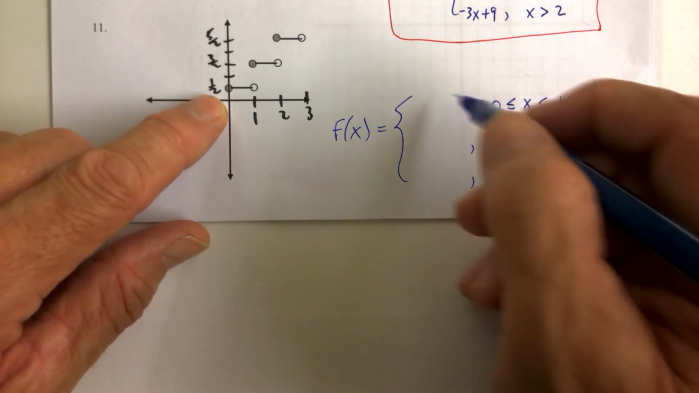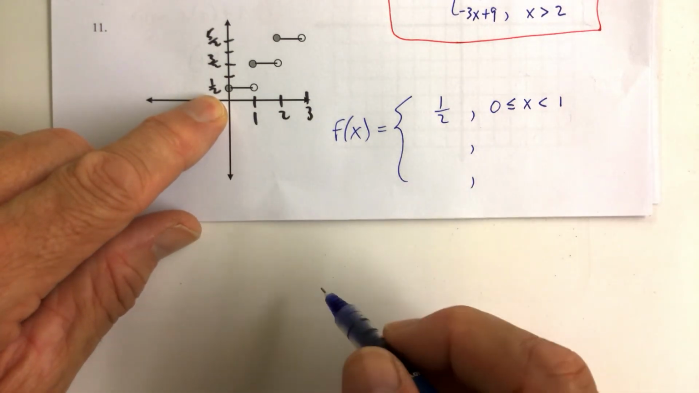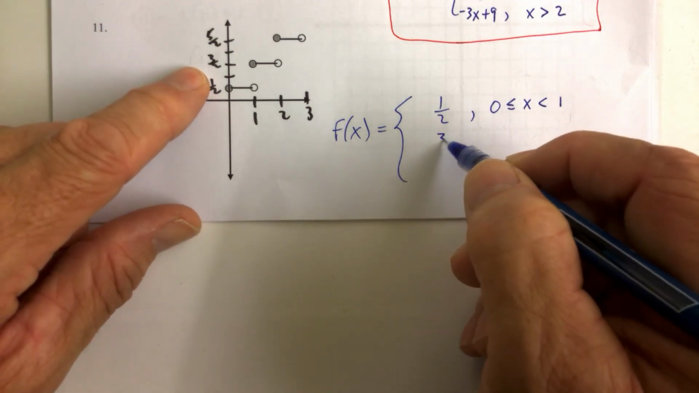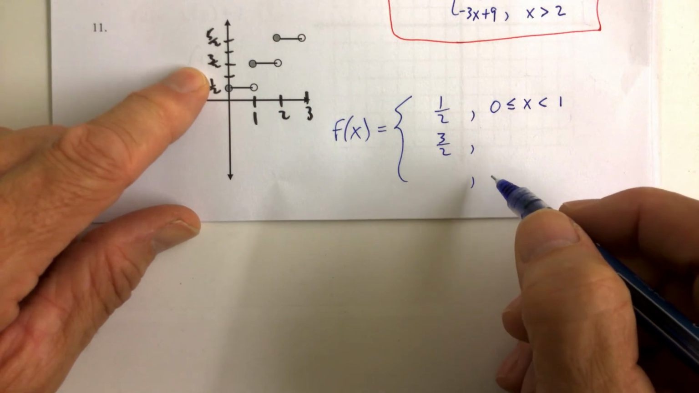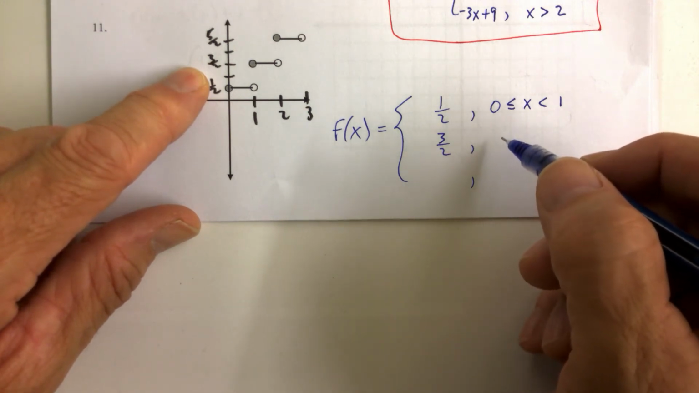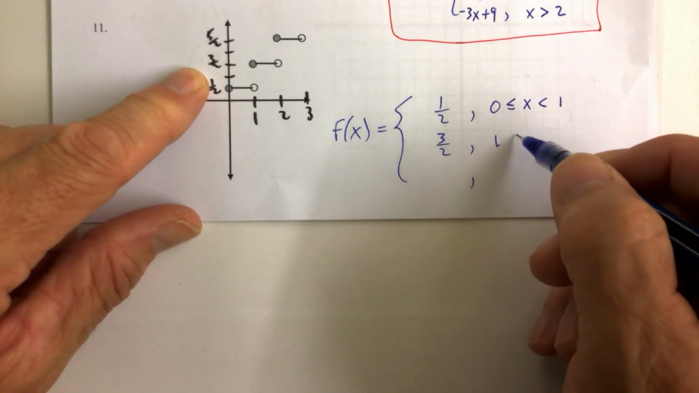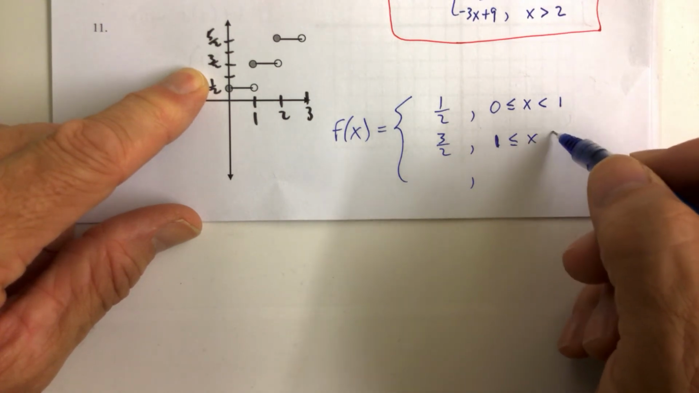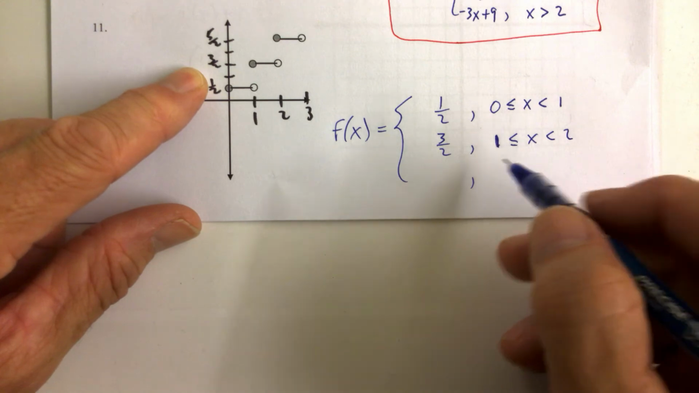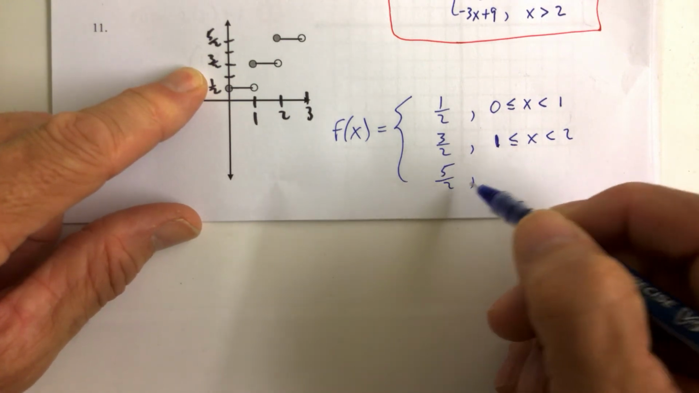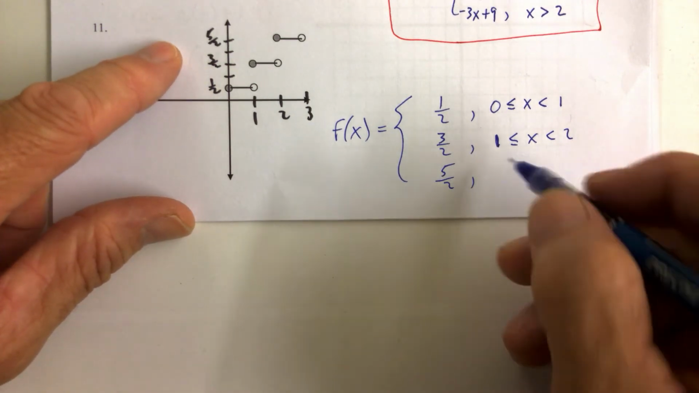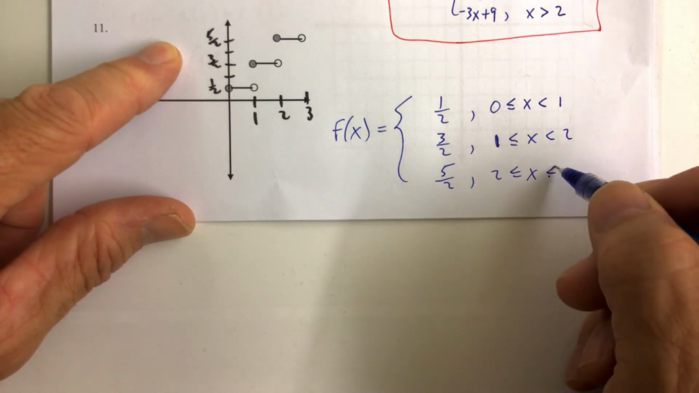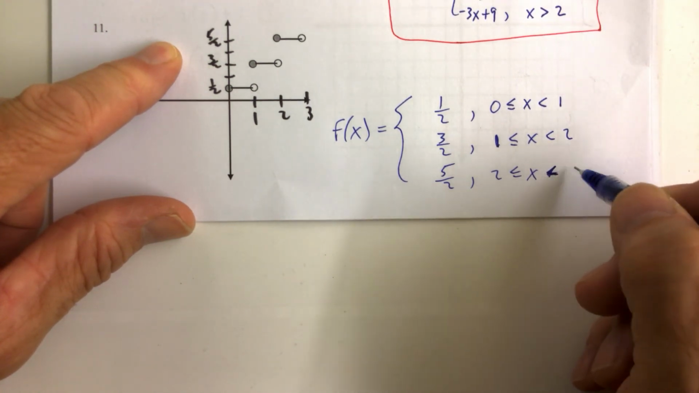So the y-coordinates are a half a unit high. And then the second piece, the y-coordinates are all 3/2 units high, and that piece is defined for the x values between and including 1 and 2, but not including 2. And then the last piece is defined to be 5/2, and on the interval from 2, including 2, to 3, but not including 3.